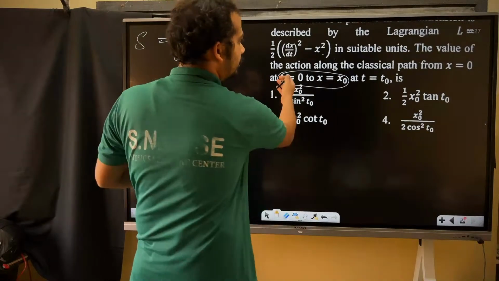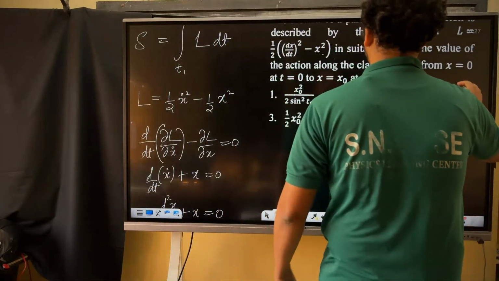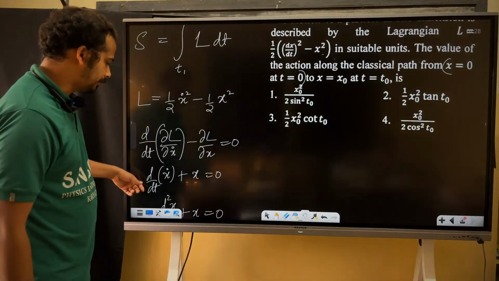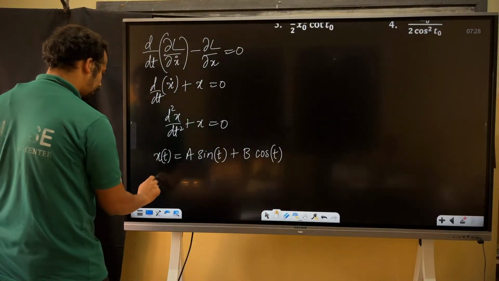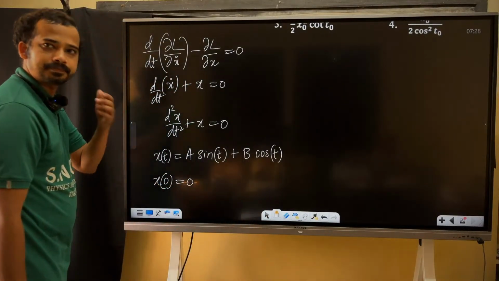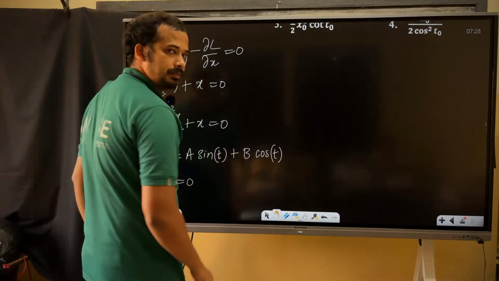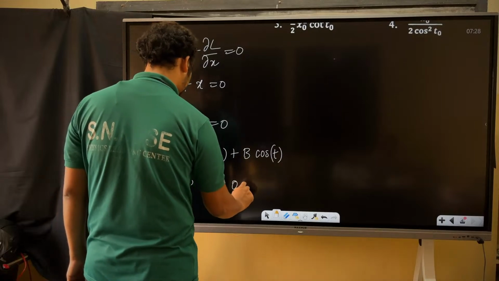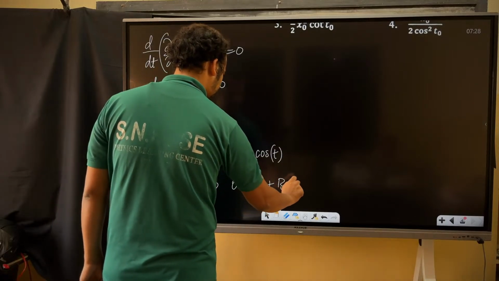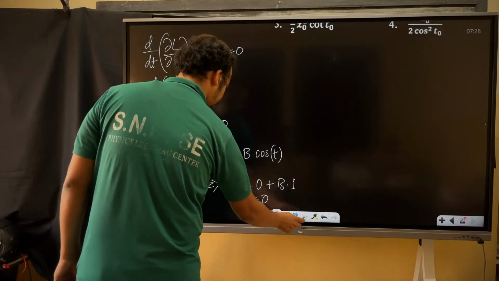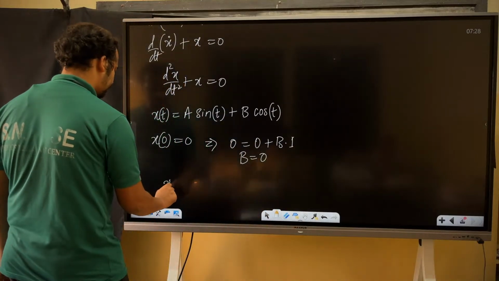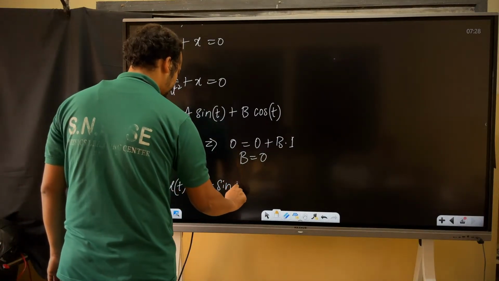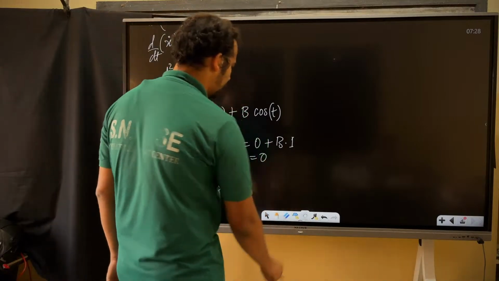Classical path from x equal to 0 at t equal to 0. Am I right? Speak up. x of 0 is equal to 0. Fine. So that's why B should be 0. Isn't it? That implies 0 is equal to 0 plus B into 1. Am I right? B equal to 0. So that means your solution is a sine function, x of t equal to A sin t. How do you find A now?